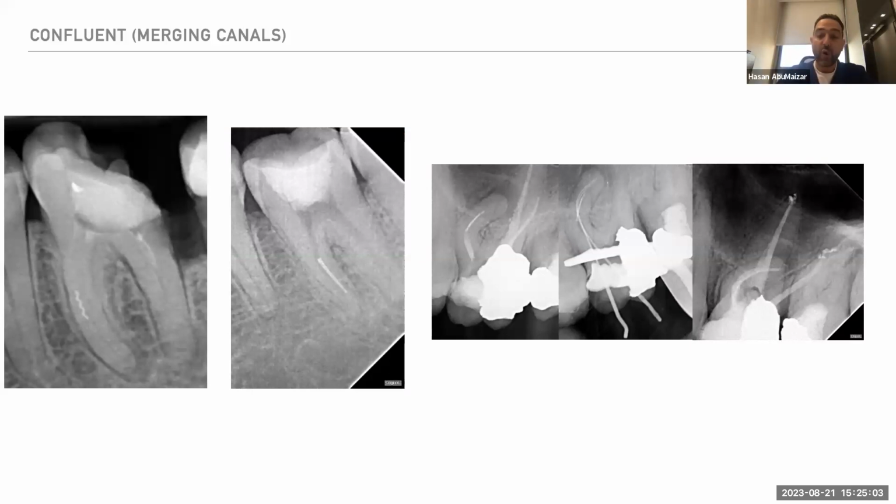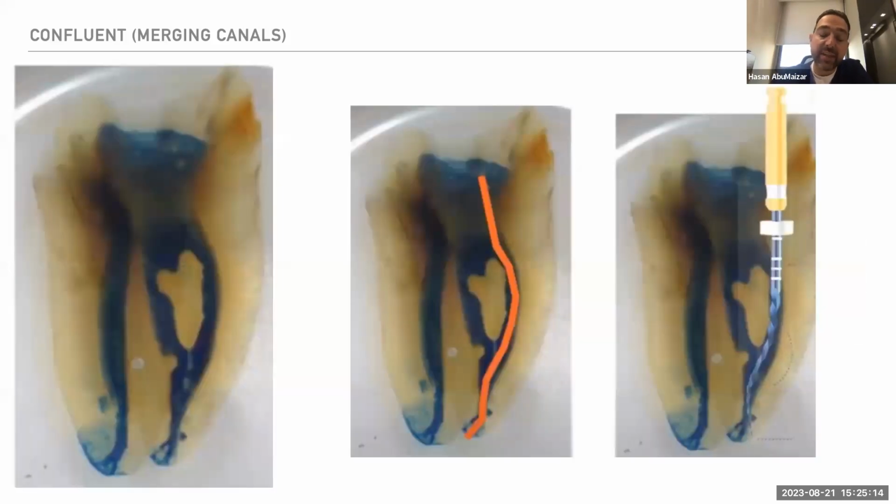One more thing is that it helps to avoid zipping, over-enlarging of the apex, and over-preparation of the canal itself. Because if one canal is reaching the apex, then you don't need to reach the apex with the other canal as well. And usually we go for the more straight canal.